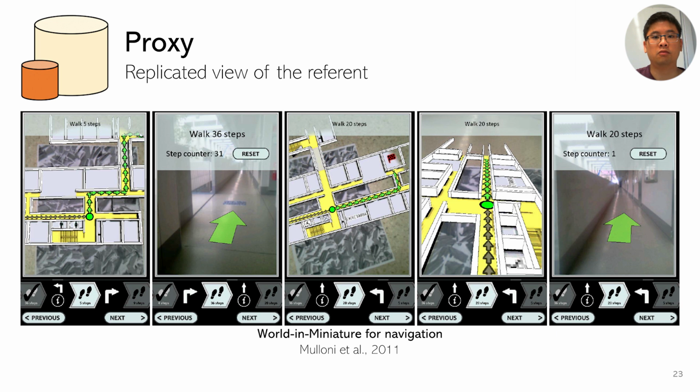Proxies are a visual replication or digital twin of the referent itself. The obvious use of proxies is when the referent is too large or small to be seen all at once. 3D maps and 3D worlds in miniature generally fall under the definition of proxies.